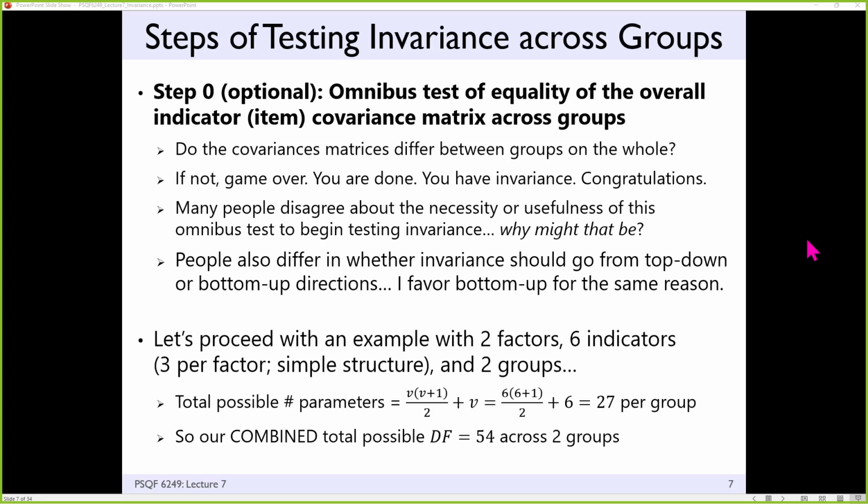And I have here a comment. Many people, including me, disagree about the necessity or usefulness of this. Can you guess why I don't like this? Why is this dissatisfying to me? To test whether the means are the same, the variances are the same, or the covariances are the same of my items. I have two ideas. Two ideas, okay. Yeah, short ideas.